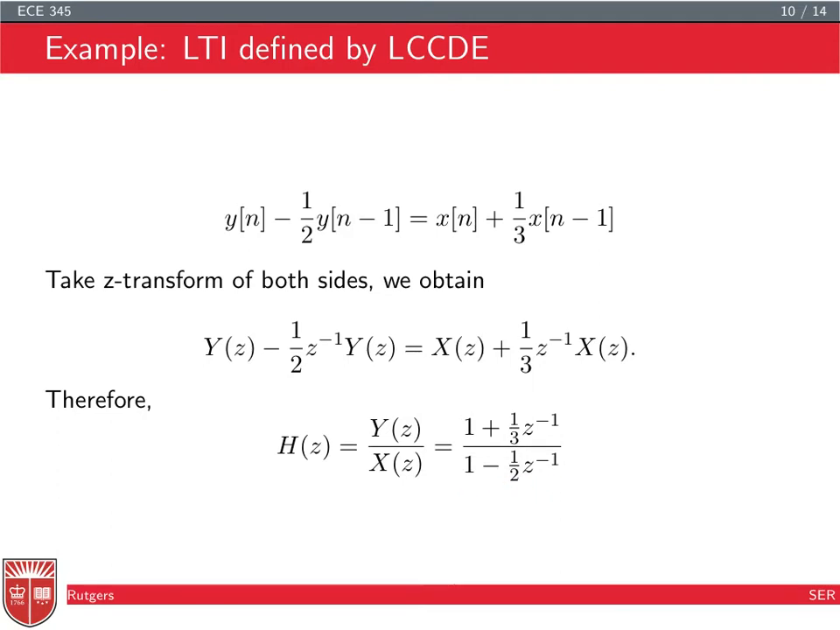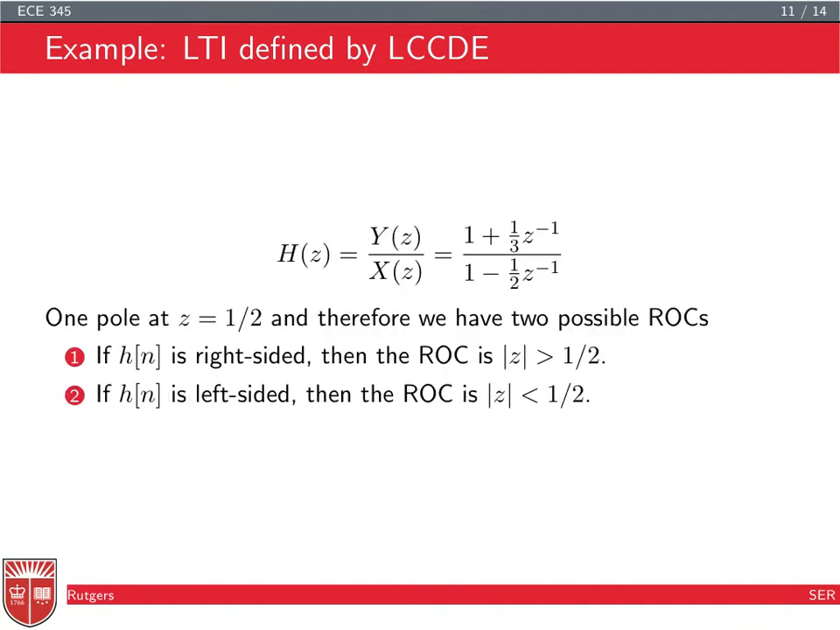Now, what remains to be discussed is the different possible ROCs and their implications on causality and stability. We see that the transfer function has a single pole at z equal to 1/2. So if I want to draw the zero-pole plot, I would have here 1/2.